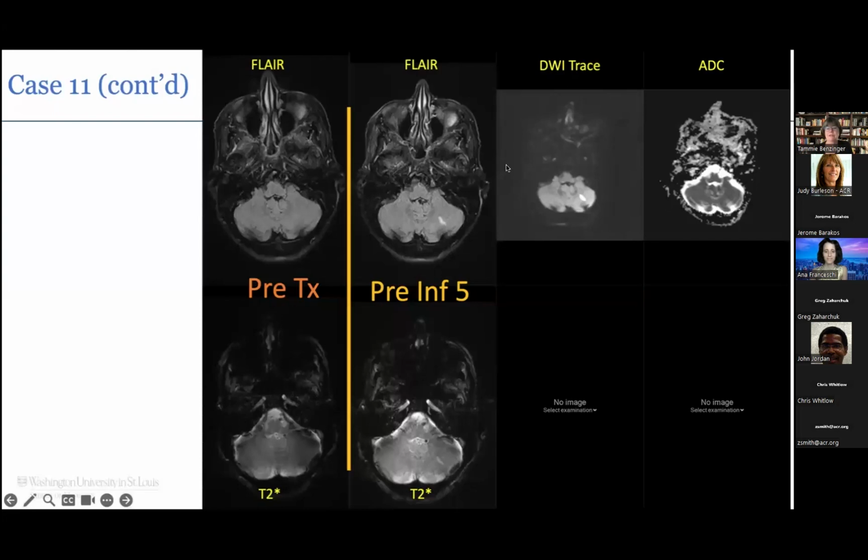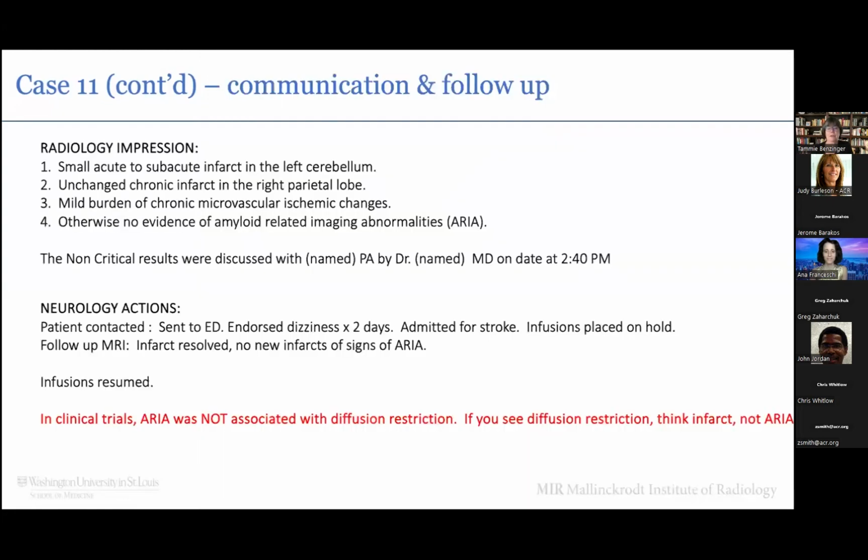And so what happened to this patient pre-infusion 5 was she developed this cerebellar area that on FLAIR looks hyperintense, but in fact has restricted diffusion. So this was actually a cerebellar infarct, not ARIA, and was just really important. That's why we include diffusion in the sequence, even though what we are categorizing for ARIA is FLAIR and the T2 star or SWI. So these patients can have any of the other things like infarcts that can happen. It's really important that you know they're on therapy and that they go down the right course of treatment.